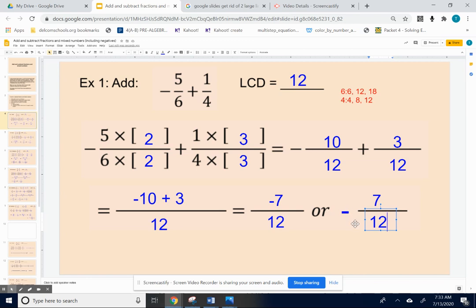or negative 7/12. Keep me posted if you have questions.